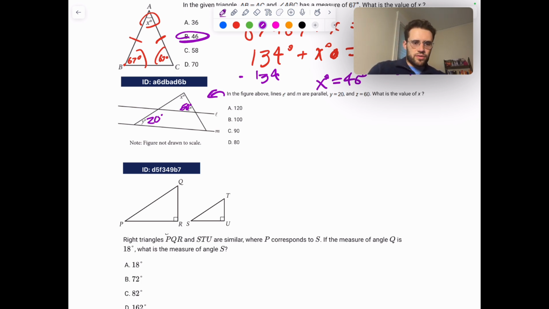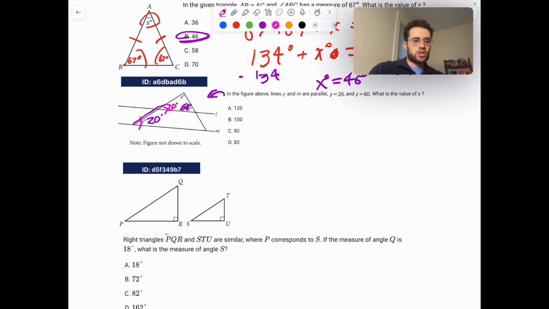Well, we also have two parallel lines cut by a transversal. In this case, the transversal is one of the sides of a triangle, but this is a corresponding angle here. So if y is 20, then this angle up here will also be 20 degrees. And now we can use the fact that the angles of a triangle will add up to 180 degrees.